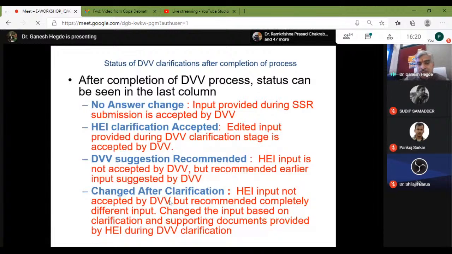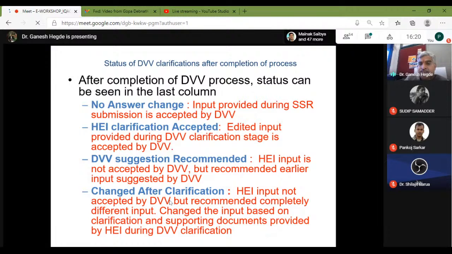There are 4 types of outcomes that can happen. First, no answer change: the input provided in the SSR submission is accepted by the DVV. Suppose, for example, you have said that 82% of the students are undertaking the field project, so you have provided the total number of students and also the number of students undertaking the project. When it is calculated for the particular year, the percentage is correct. Then there is no answer change. Second, HEI clarification accepted.